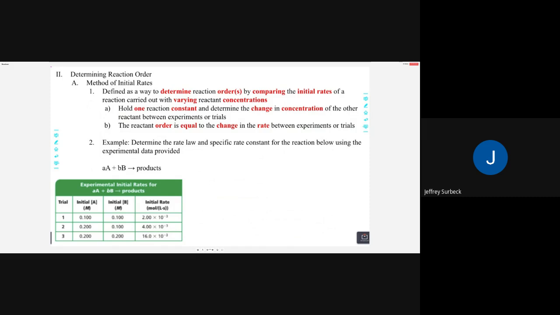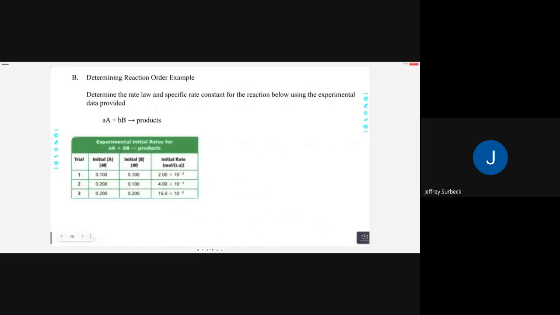Notice a couple of things. One, for each of these substances, it has the actual concentration. And two, it has your initial rate. Okay? Questions before we go and do a couple examples? So on our example here, we're going to use the same example, and we want to figure out the rate law, and we want to figure out the specific rate constant for the reaction.